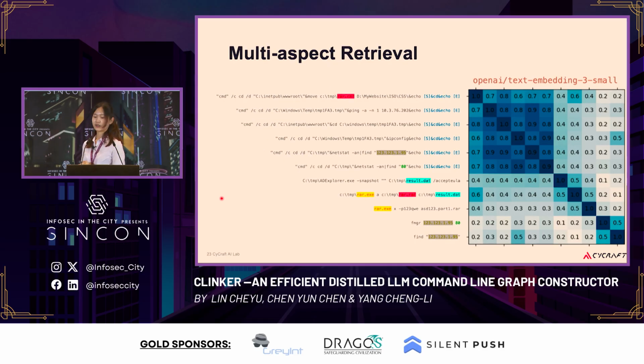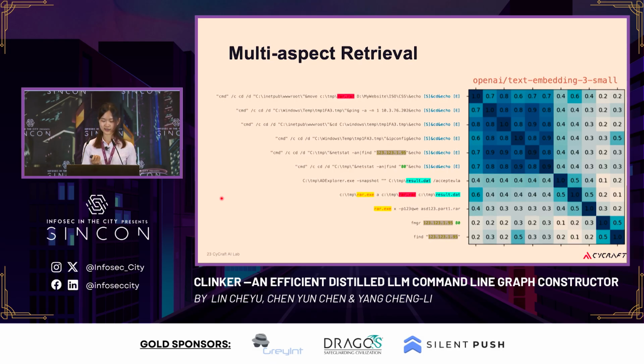But here's the case. You can see this grid on the right-hand side. This grid is the pairwise text embedding similarity of the commands on the left-hand side. Take a look at the command pairs on the upper left corner of the grid. They have high embedding similarity. But if we simply set a similarity threshold, say 0.5, to decide whether two commands should be linked, we end up missing many meaningful relationships.